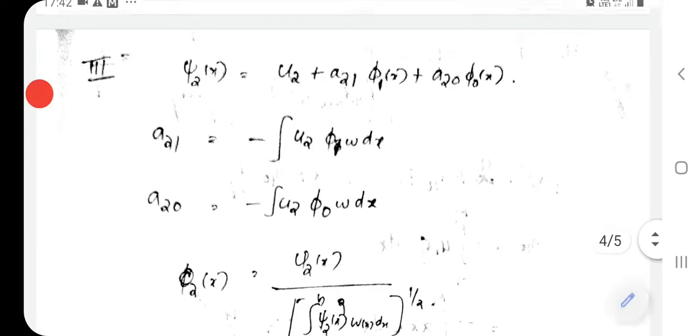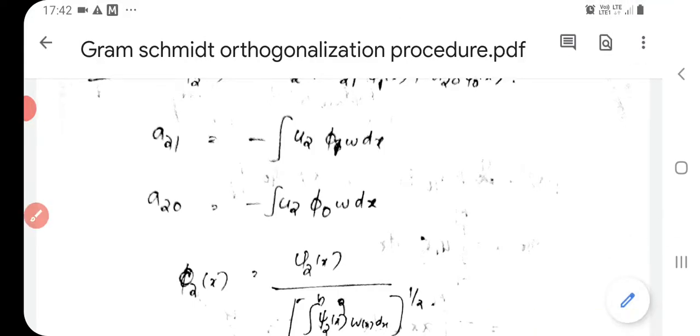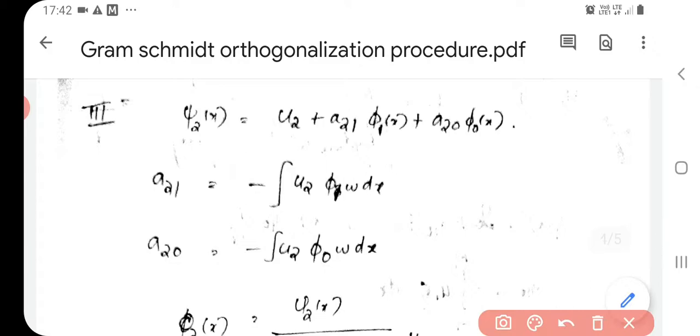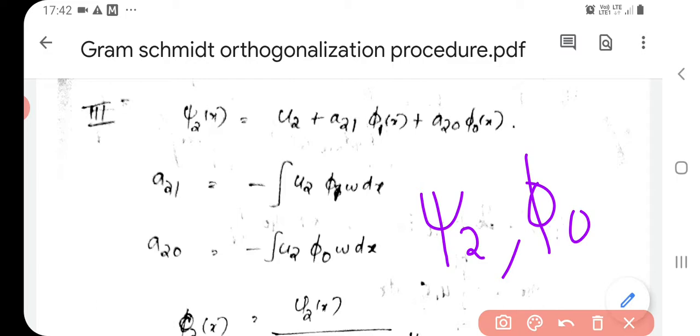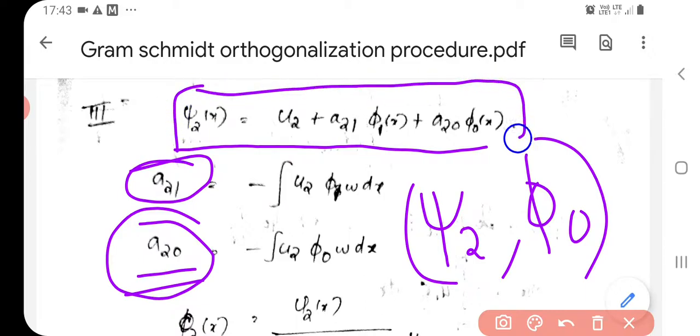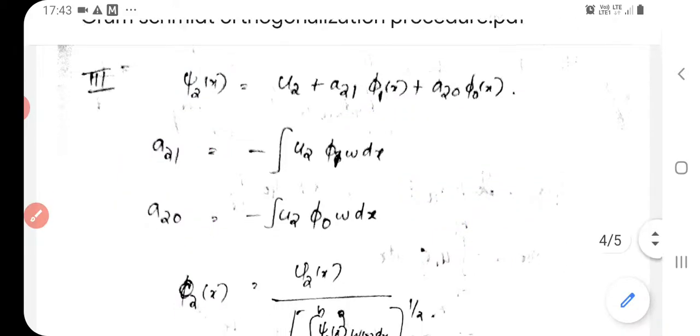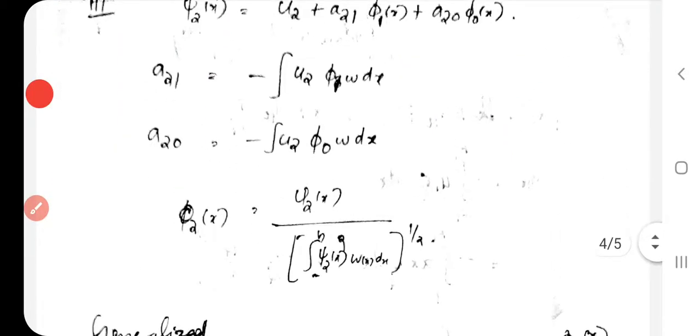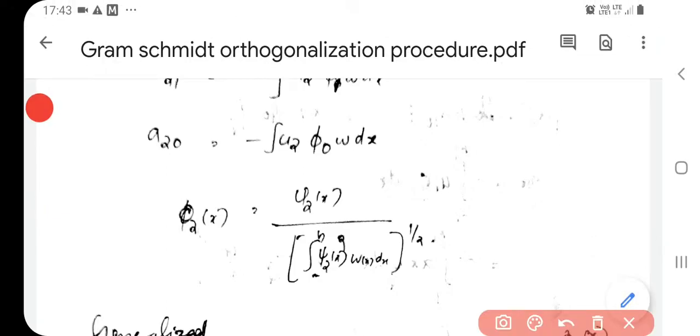That means psi 2 is orthogonal to phi 0. Okay, and we determine a20. So a21 we determine, a20 we determine, and we have psi 2 of x now, which is u2 plus a21 phi 1 of x plus a20 phi 0 of x. Then phi 2 of x, we determine from psi 2 of x by its norm.